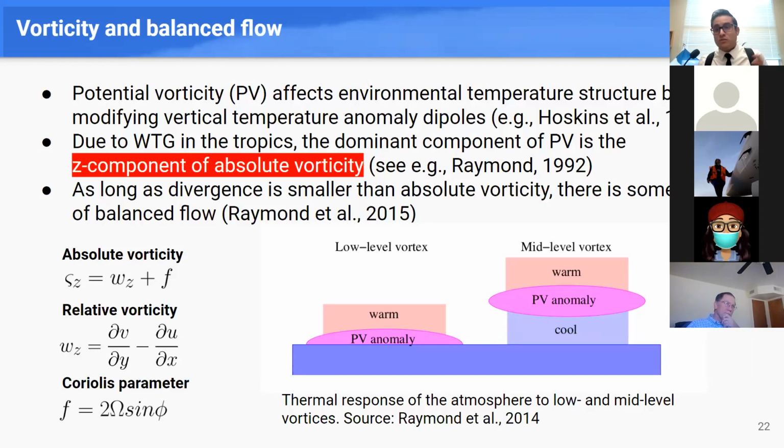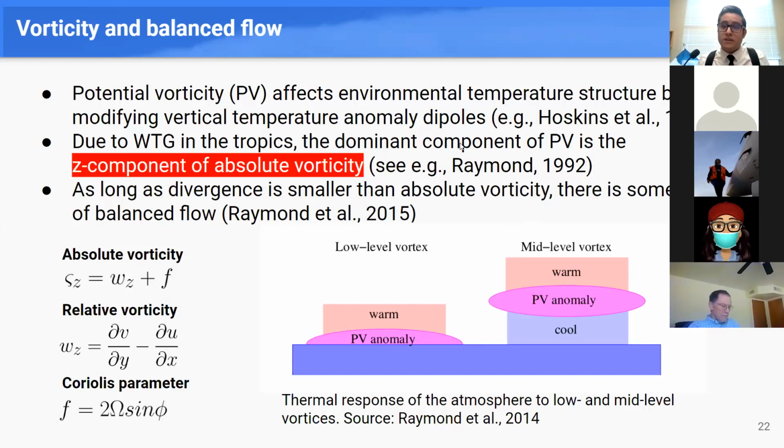Strictly speaking, it is the potential vorticity, but potential vorticity affects temperature structure, modifying vertical temperature anomalies. But due to the weak temperature gradient approximation in the tropics, the dominant component of potential vorticity is the vertical component of absolute vorticity. So this is what we care the most about. This is schematically what happens. If there is a PV anomaly at surface, it creates a warm temperature anomaly at low levels.